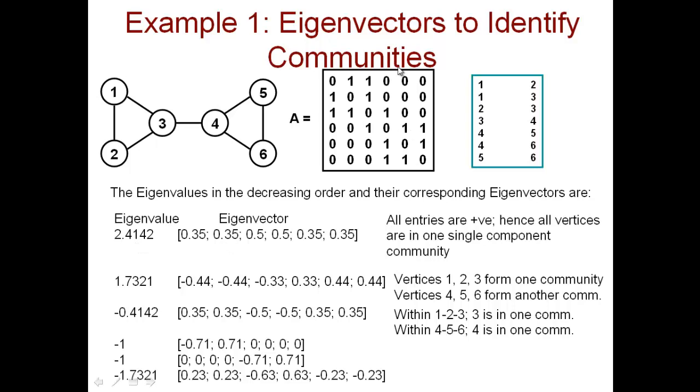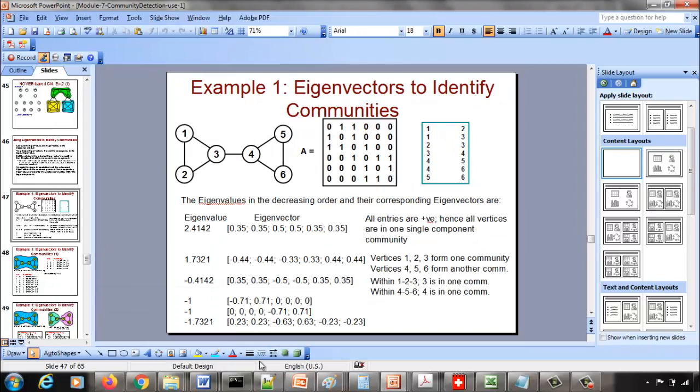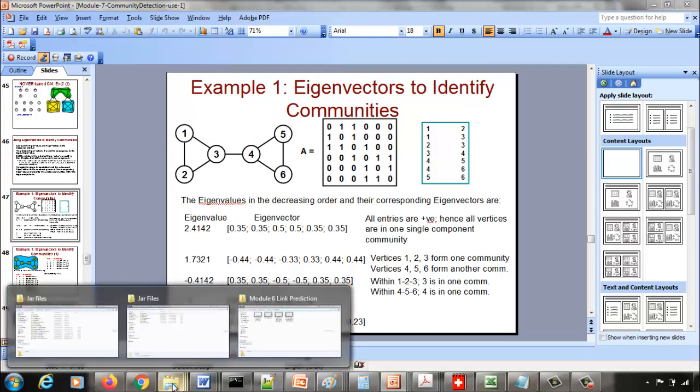Now previously we were using the adjacency matrix to generate the eigenvalues and eigenvectors. You could use that, or as I'll show you soon, you can also use the adjacency list to generate the eigenvalues and eigenvectors. You're going to get the same result in both cases. So let me show an example of how to do this.